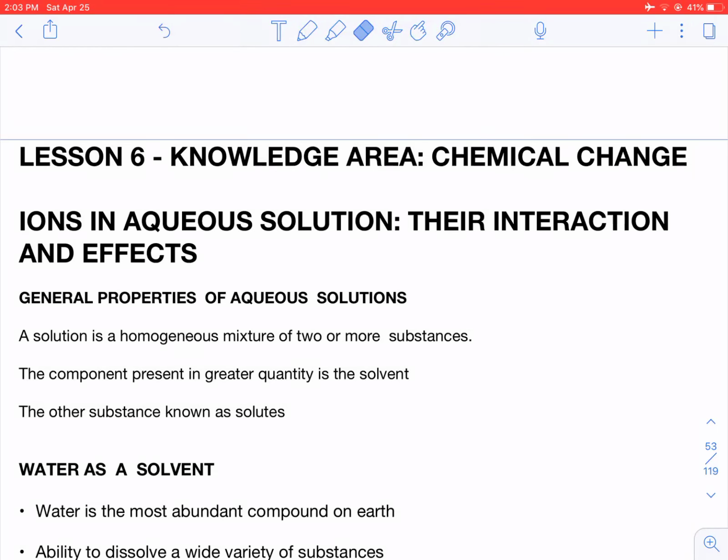We're going to continue with the knowledge area chemical change, and we're going to deal with ions in aqueous solution and the interaction and effects. Aqueous solutions are essentially solutions in which water is a solvent. As you know, most chemical reactions that take place around us involve substances dissolved in water.